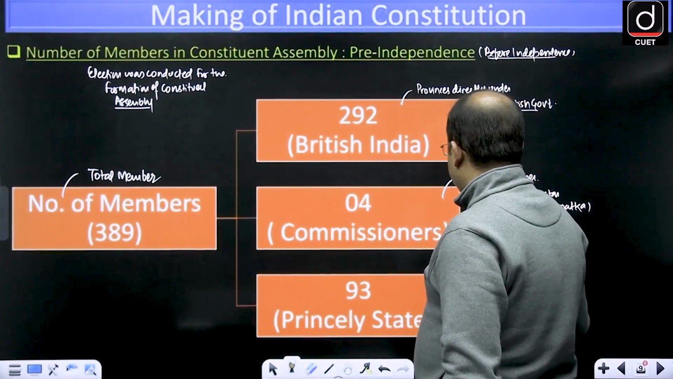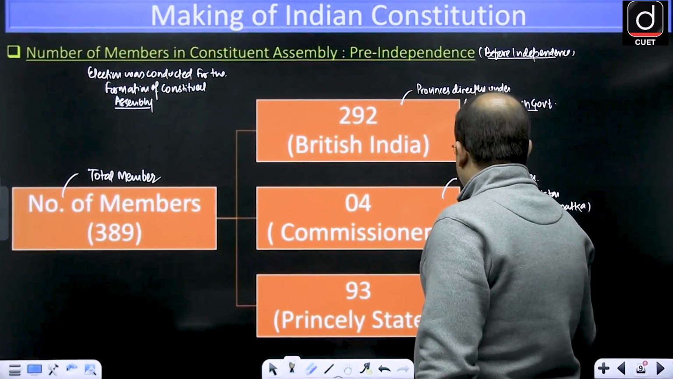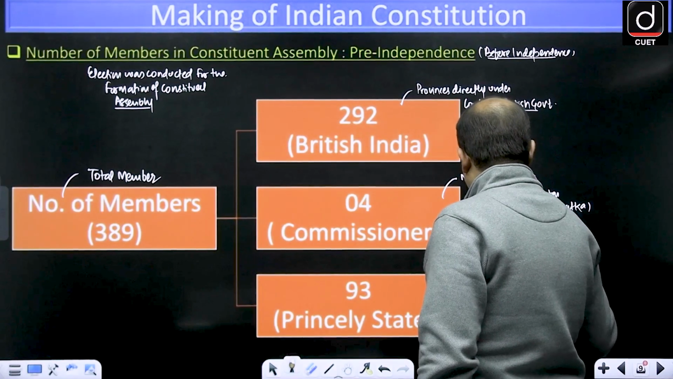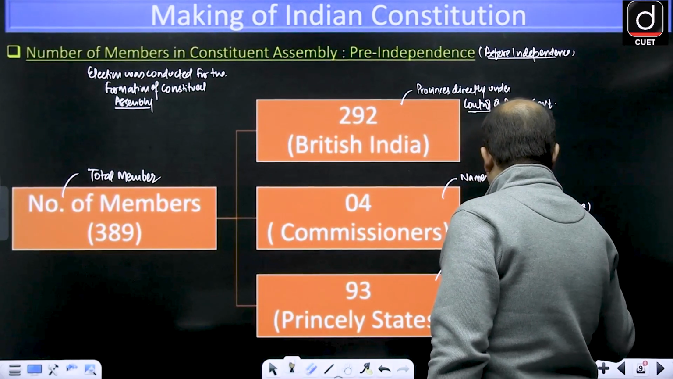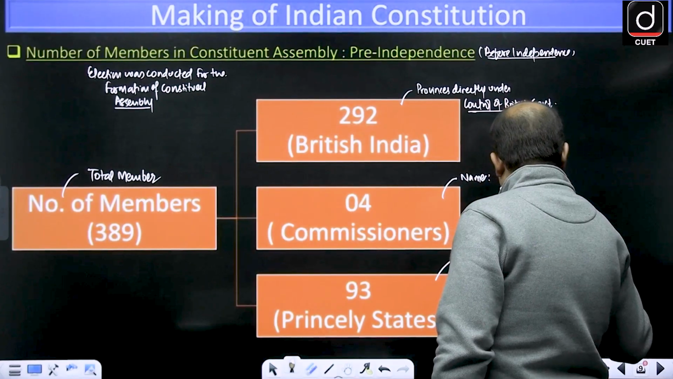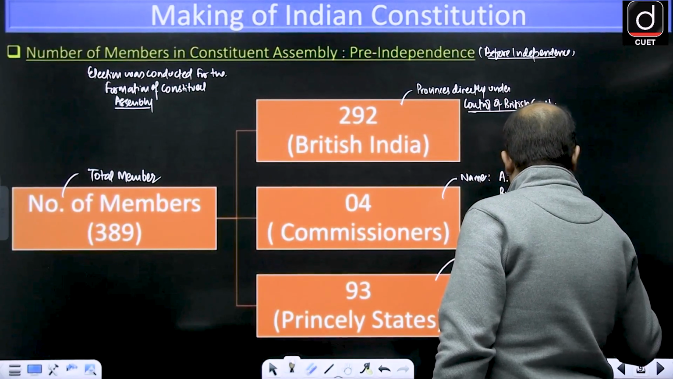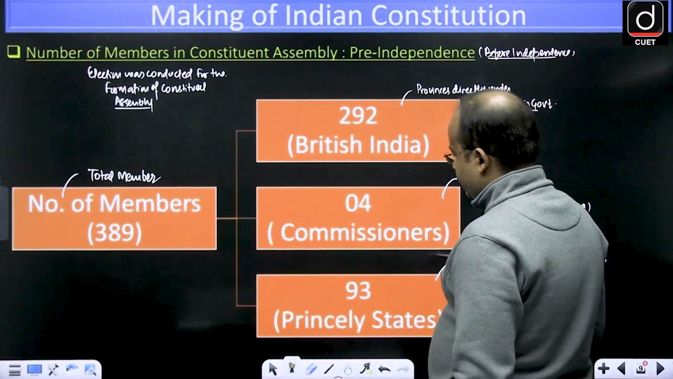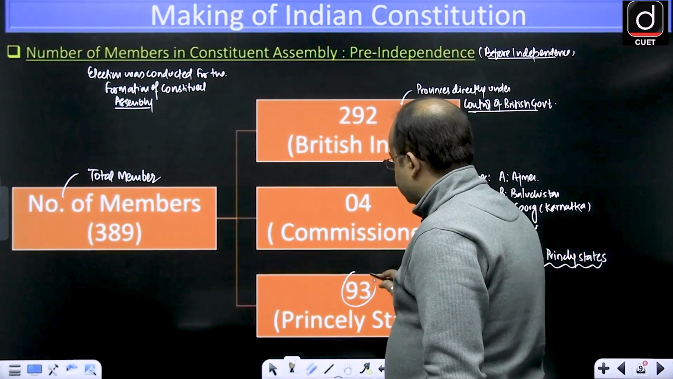And 93 were from the princely states, that means the Nawabs and kings. The Nawabs and kings constitute the princely states.